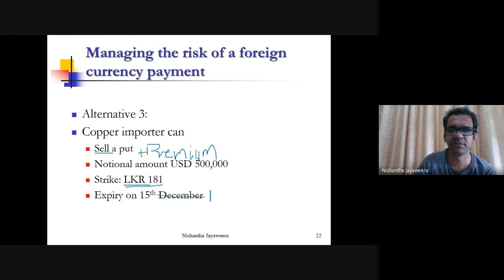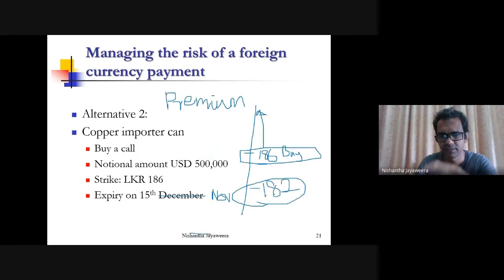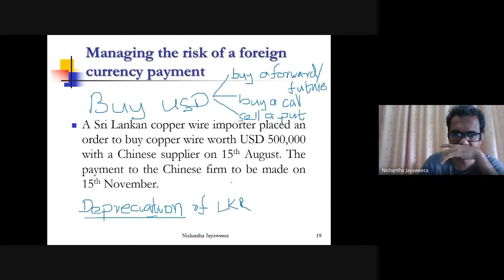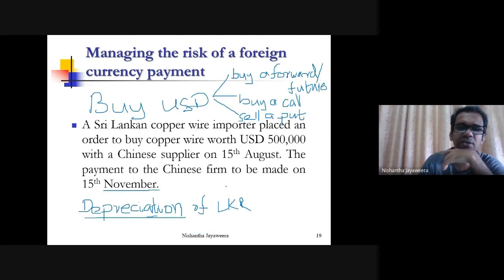Again, make it December. Sorry, make it November, not December. Otherwise, you will get confused. Why do we do December expiry things when the contract is maturing in November?